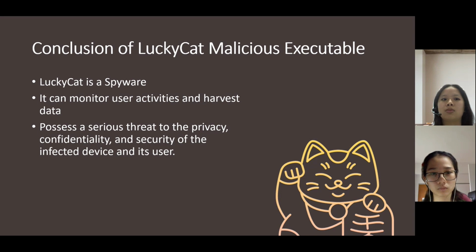So this poses a serious threat to the privacy, confidentiality, as well as the security of the infected devices, as well as its users, as this LuckyCat malicious executable also masquerades as a Windows credential manager.